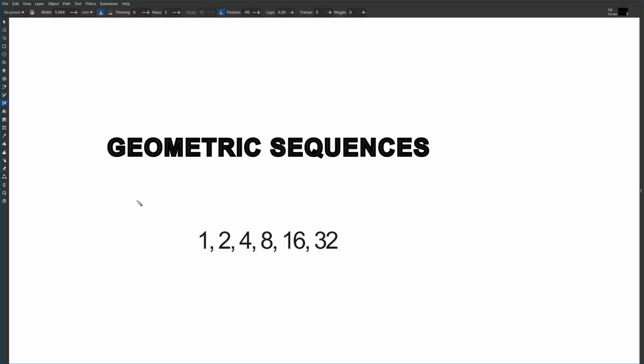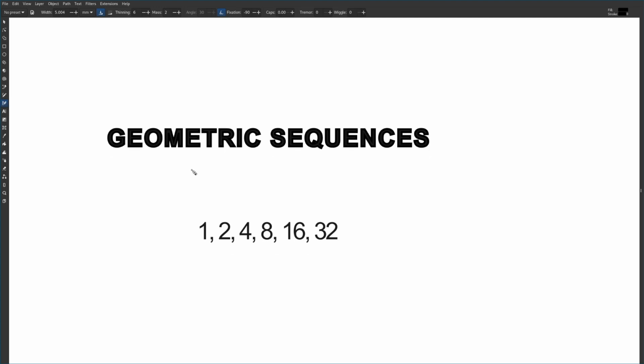Okay, now we'll be talking about geometric sequences. If you know arithmetic sequences, a lot of this should seem familiar. Okay, so onto the difference.